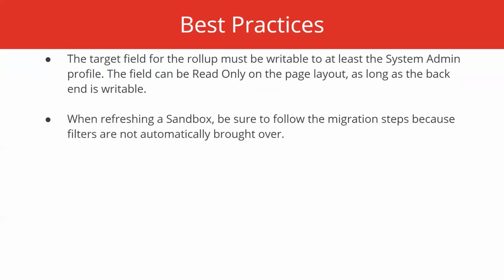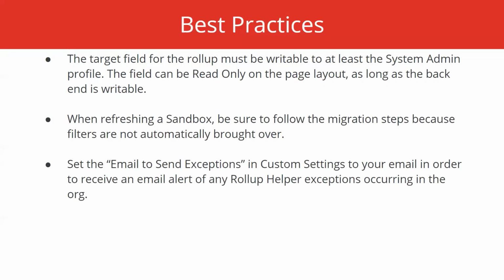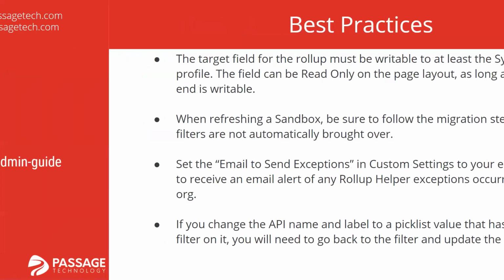When refreshing a sandbox, be sure to follow the migration steps because filters are not automatically brought over. Set the email to send exceptions and custom settings to your email in order to receive an email alert of any Rollup Helper exceptions occurring in the org. And finally, if you change the API name and label to a picklist value that has a rollup filter on it, you will need to go back to the filter and update the filter value.